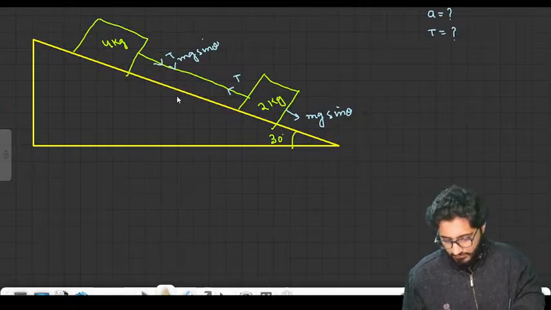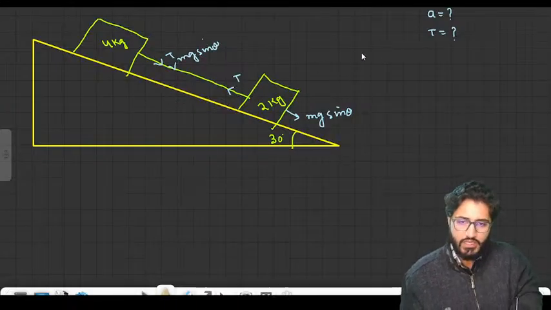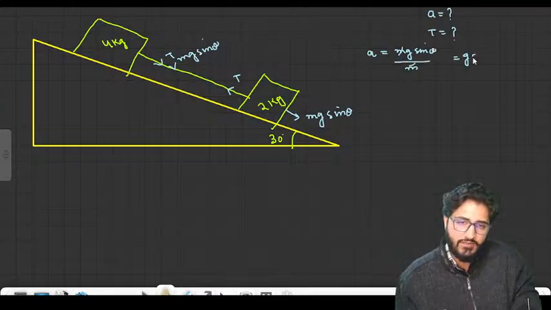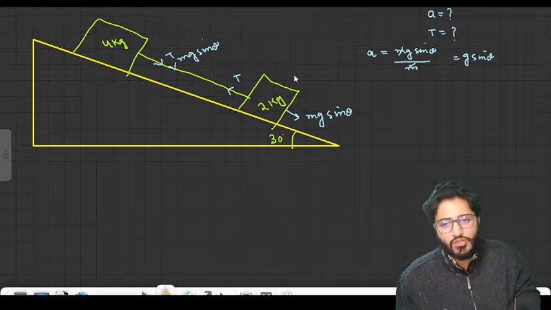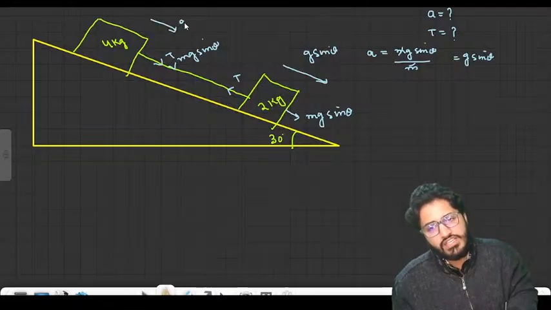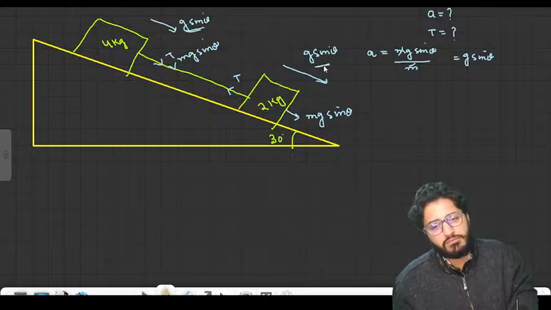Done? Easy? Okay. So what is acceleration? Net force. What is force? Mg sin theta. What is mass? It is m. Cancel out, g sin theta. So this is going downwards with g sin theta. This one is going down with g sin theta. That means acceleration is the same for both of them.